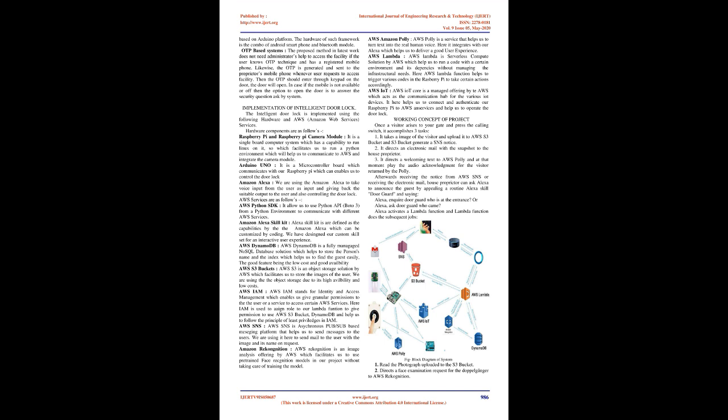AWS SNS: AWS SNS is an asynchronous pub/sub-based messaging platform that helps us to send messages to users. We are using it here to send mail to the user with the image and its name on request. Amazon Rekognition: AWS Rekognition is an image analysis offering by AWS which lets us use pre-trained face recognition models in our project without taking care of training the model. Amazon Polly: AWS Polly is a service that helps us turn text into real human voice. Here it integrates with our Alexa, which helps us deliver a good user experience.